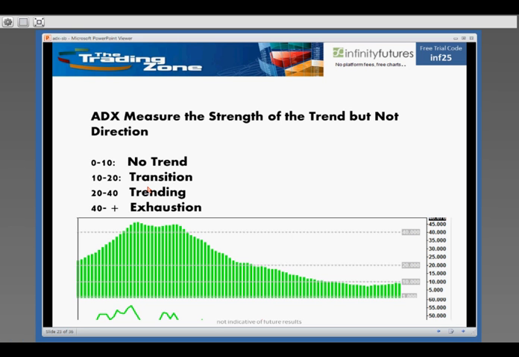20 to 40, the market is in the trend, right? Things are actually happening. When we go from 20 to 40, that is the juice. That is the juicy part of the trend. That's where you're going to make your trade.